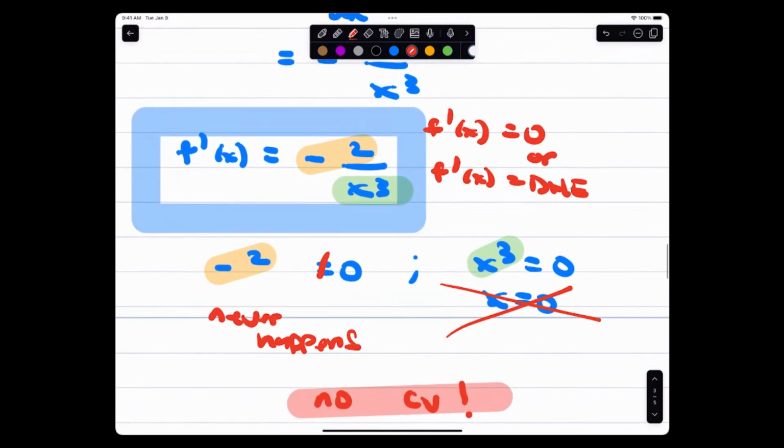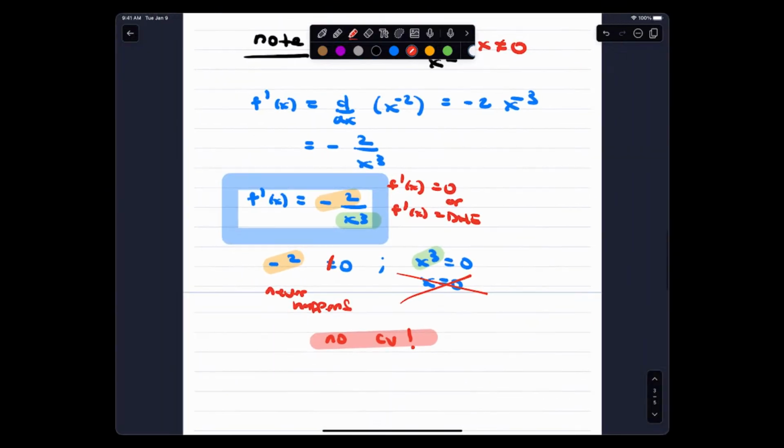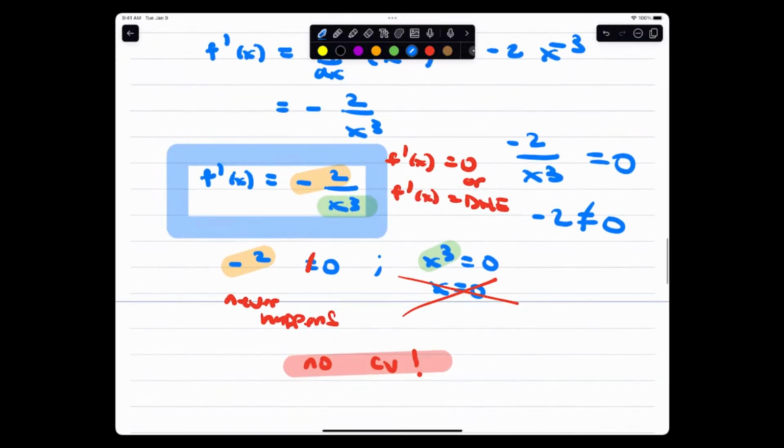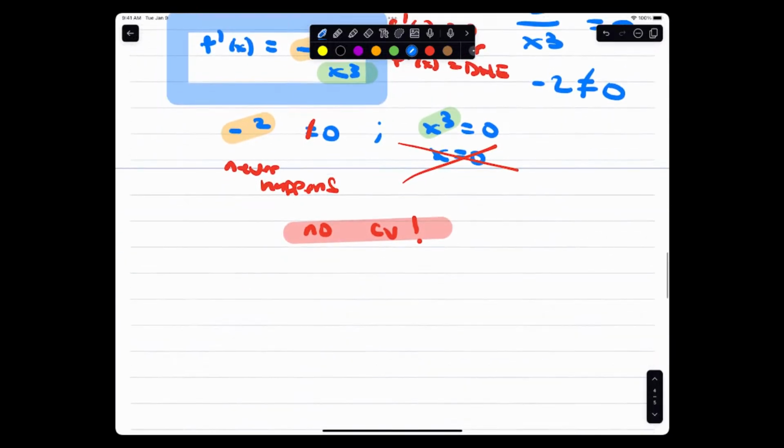If you set that fraction equal to 0, what's the logic here? A fraction is equal to 0 only if the numerator is 0. And what you're saying is -2 equals 0, and that's not true. So if you see this, that information doesn't add anything. It's not a true statement. So that's what that means. Anyway.